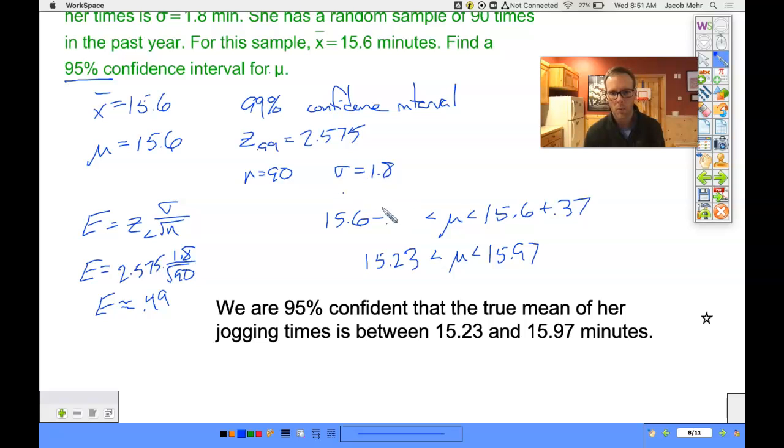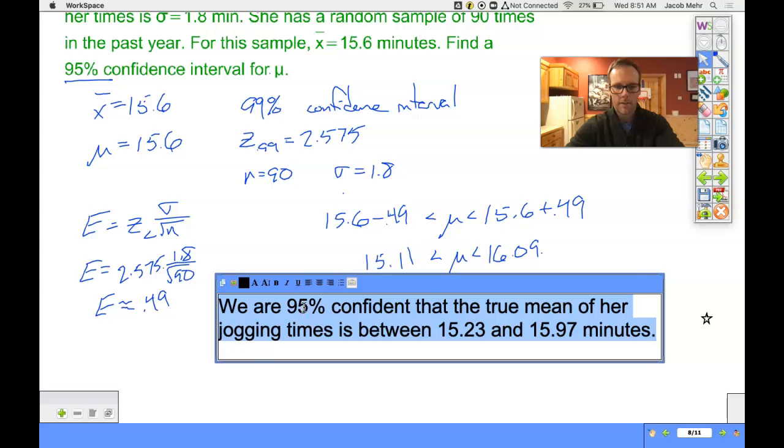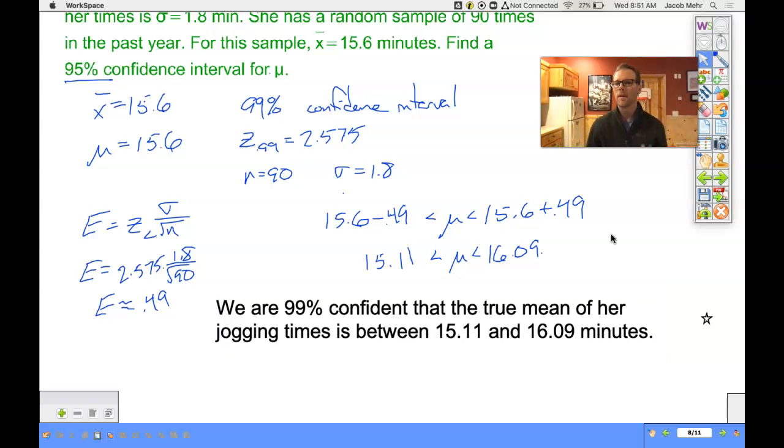So then we subtract 0.49 and we add 0.49. So now we have 15.11 to 16.09. So now our statement is we are 99% confident that the true mean of her jogging times is between 15.11 and 16.09. And I hope that makes sense to you.